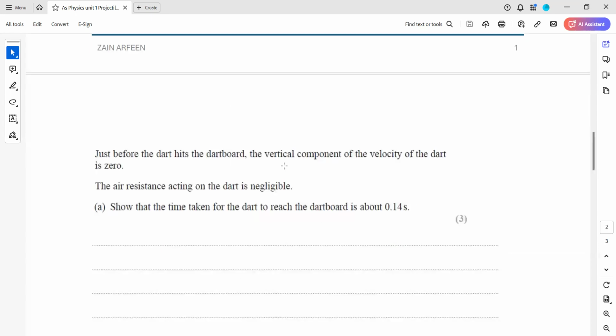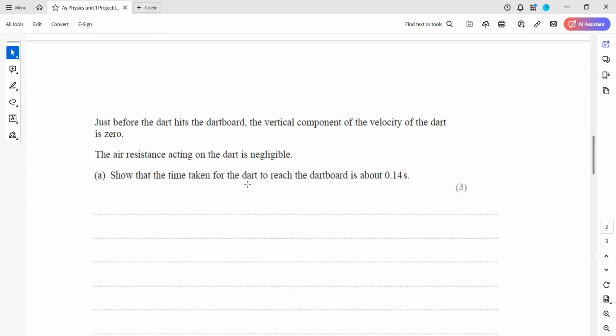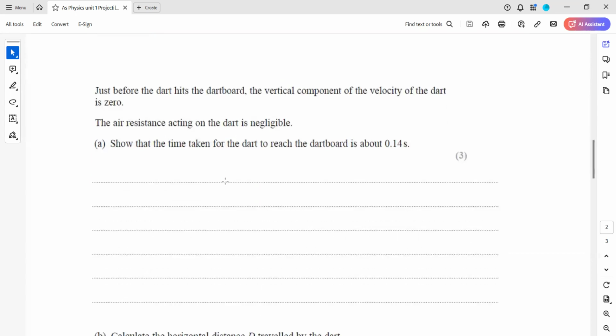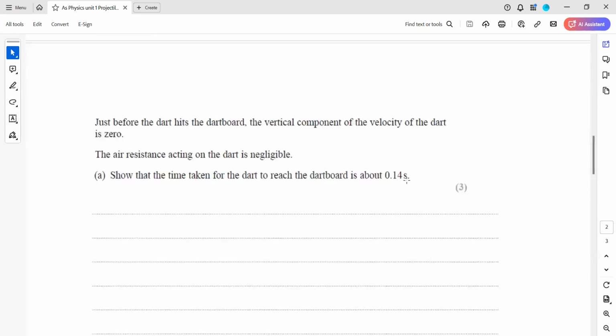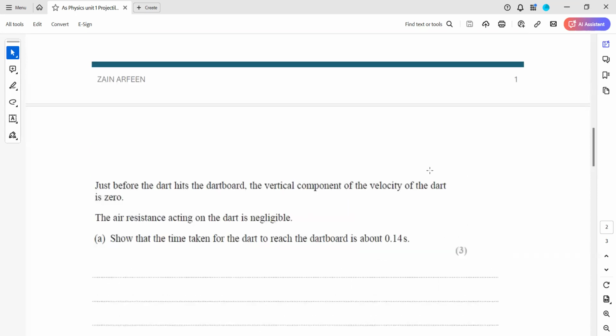Just before the dart hits the dartboard, the vertical component of the velocity is zero. So vertical velocity is zero means that is the maximum height. The air resistance on the dart is negligible. Show that the time taken for the dart to reach is about 0.14 second.